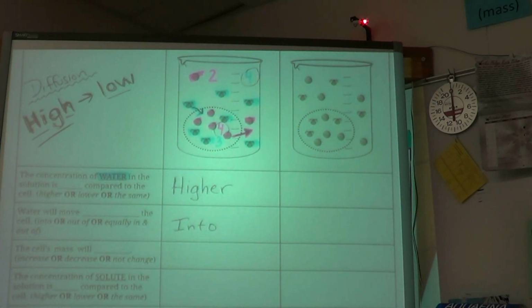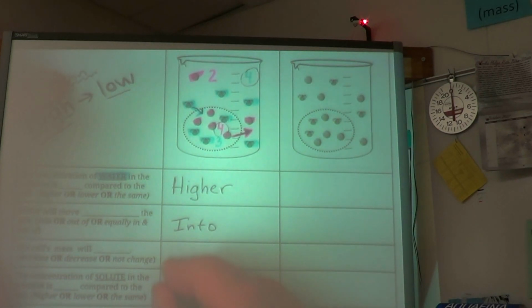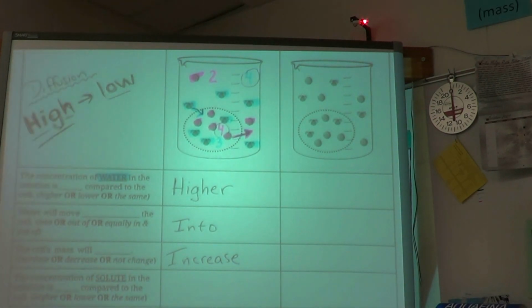So if water's flowing into the cell, what's going to happen to the mass of the cell? Mass is like how much matter, kind of sort of weight. Will it increase if it gains water? We said water's going in, so is it going to gain mass? Is it going to lose mass? Or will the mass of the cell remain the same? Based upon water and only the water. It's going to increase, right? Because water is going into the cell. So it's going to increase.